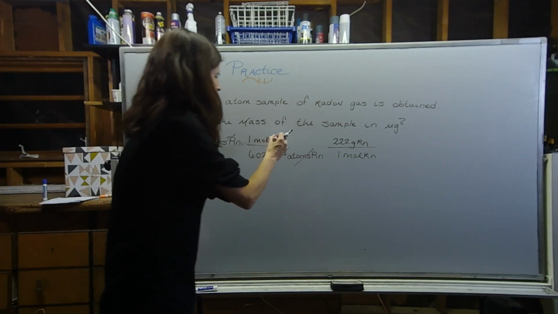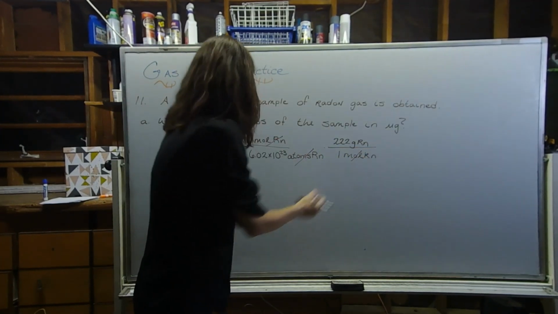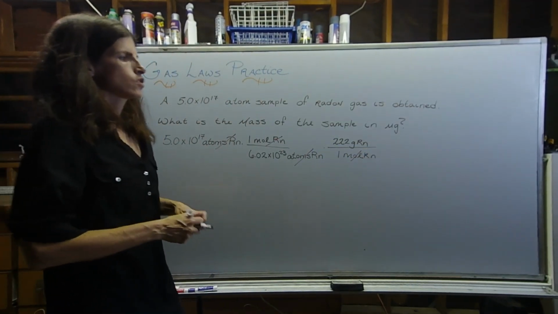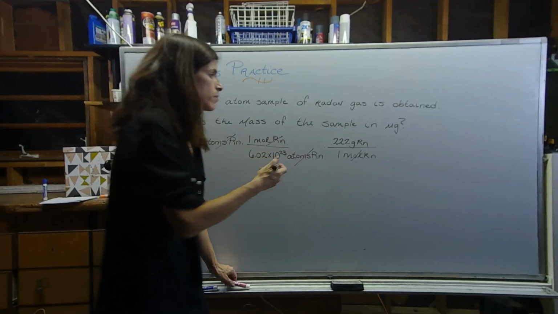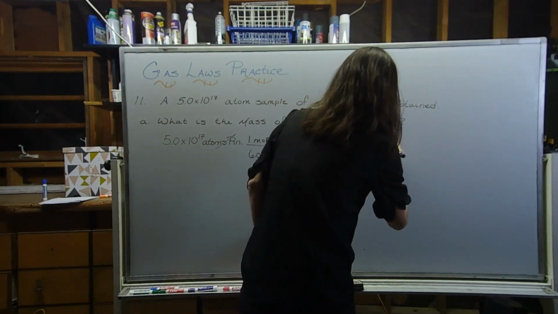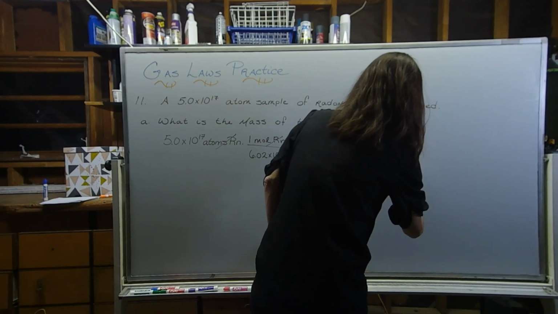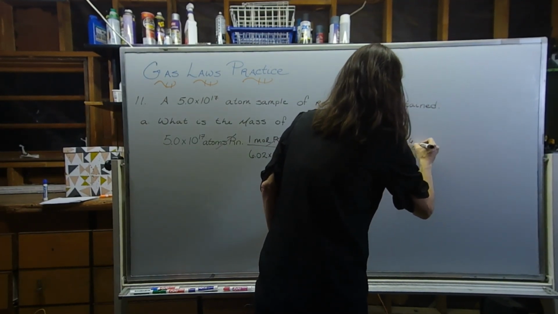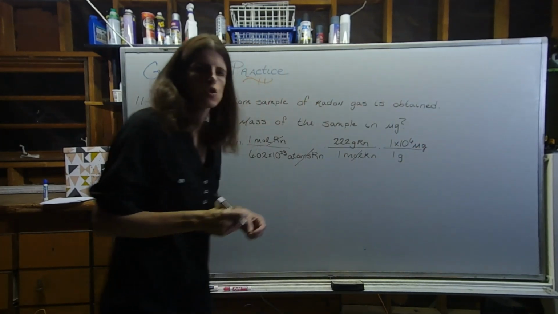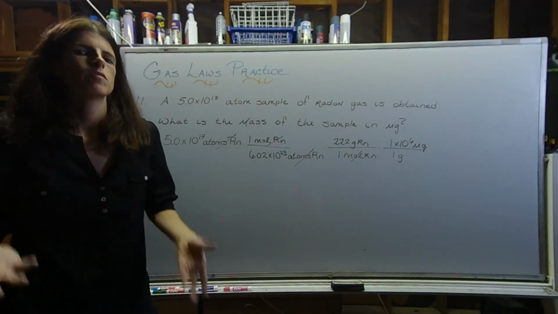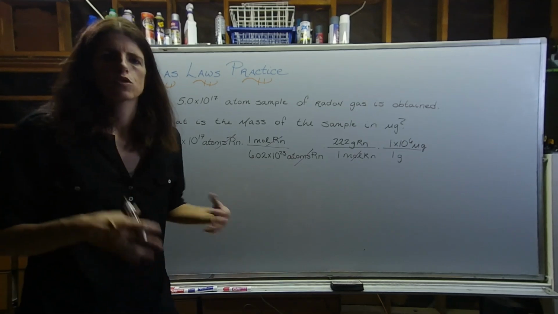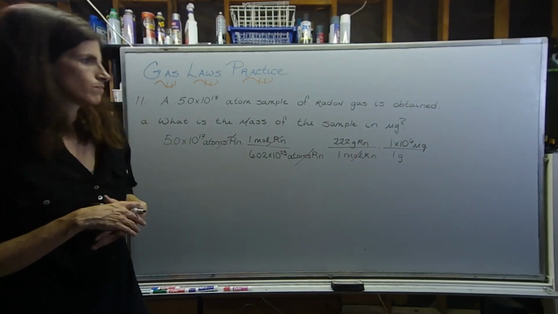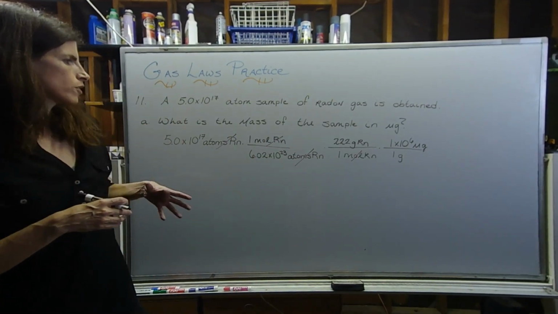Almost there. This is a very, very small sample of radon, so they asked us to convert it to micrograms. So I'm going to say 1 gram has 1 times 10 to the 6th micrograms. Remember, micrograms are super, super small. There's a million micrograms in the base unit. All right, so plug this all in your calculator.